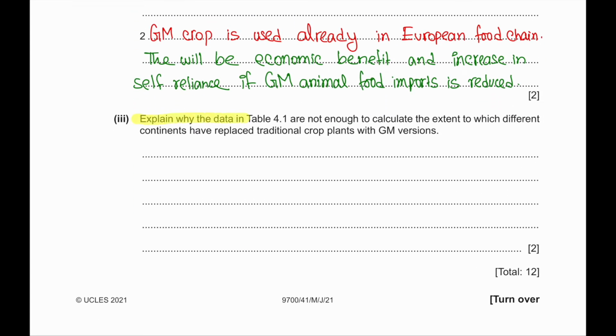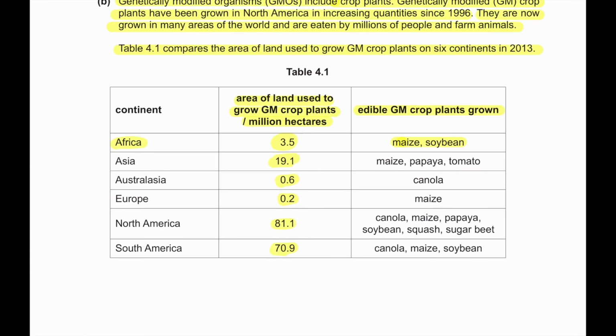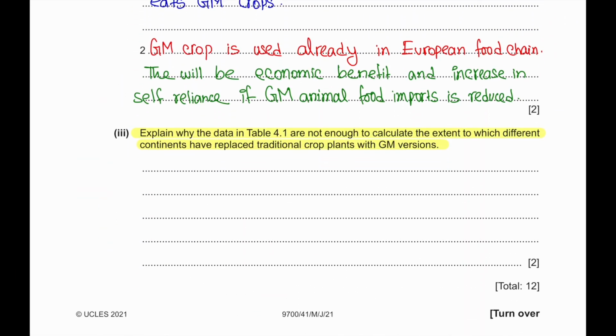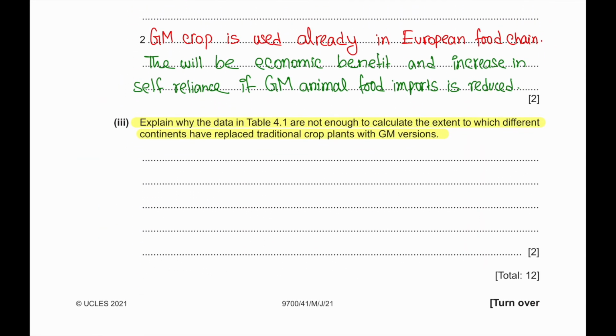Part 3. Explain why the data in table 4.1 are not enough to calculate the extent to which different continents have replaced traditional crop plants with GM versions. The problem with this previous table on this page is that for the land area, which we can see in millions of hectares, we do not understand what percentage of the total area of the land they are covering in that particular country, because different countries have different sizes and thereby different amounts of agricultural land. So we need to know the total crop area so we can work out the percentage fraction of GM to non-GM crops.